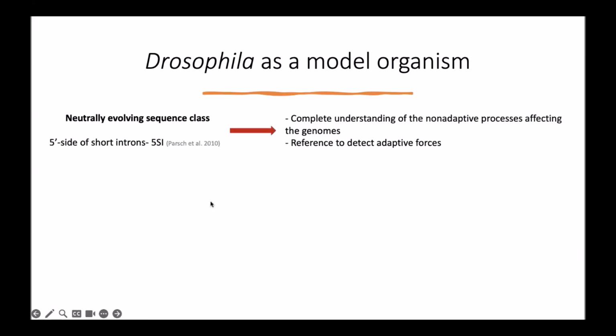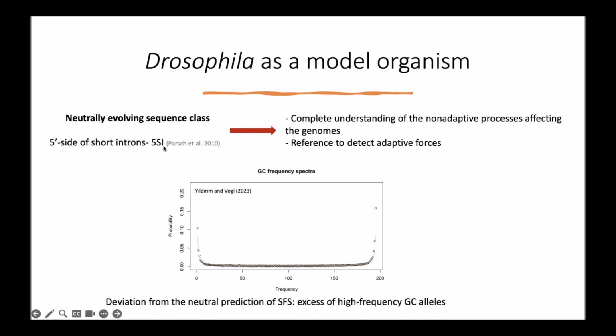It's obvious that naturally evolving sequences are valuable for a complete understanding of the non-adaptive forces shaping genome evolution, and they are also valuable as a reference sequence to detect the adaptive forces, but only if you know all these processes that are affecting their evolution. We know these 5' sites show deviation from the neutral expectation. They have an excess of high-frequency GC alleles. So I think some work needs to be done. What is the cause of this force?